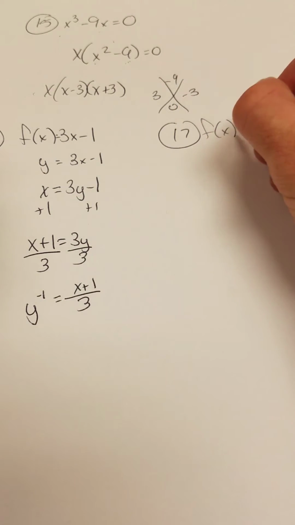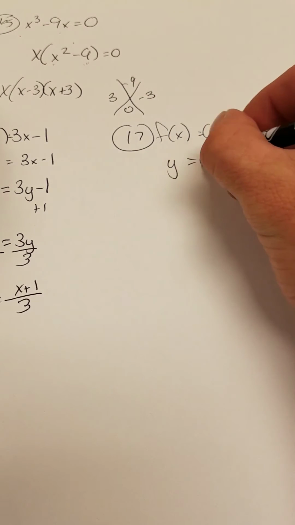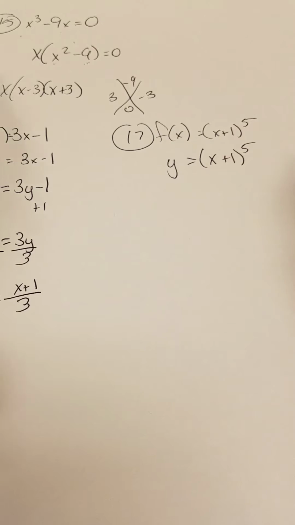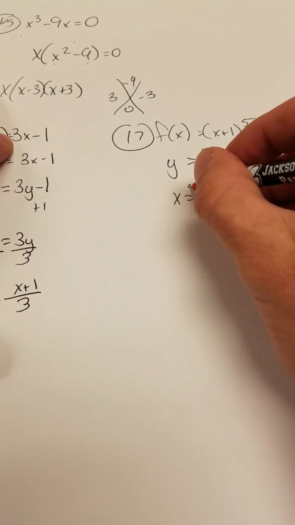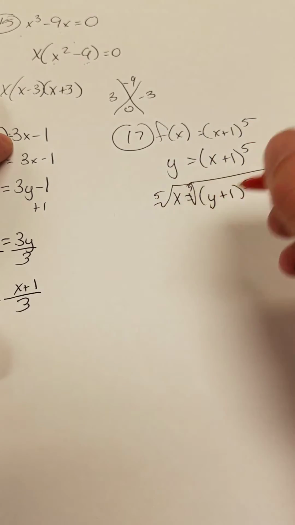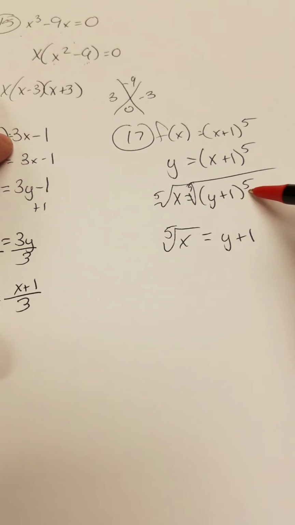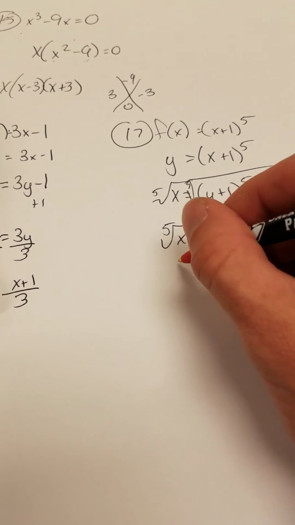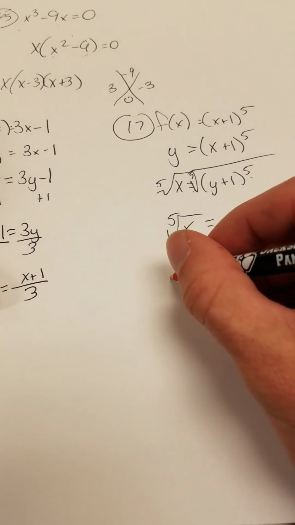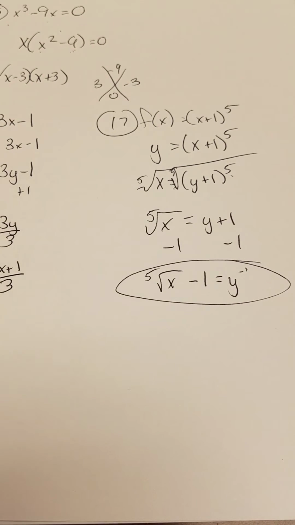17. This is really y. Swap x and y. Do the fifth root of each side. So fifth root of x equals y plus 1. Okay, so if we're raising it to a power, we take the root. If it was a root, we would raise it to a power. The opposites. Subtract 1. Make sure that subtraction of 1 goes on the outside. So there you go. That's the inverse of number 17.